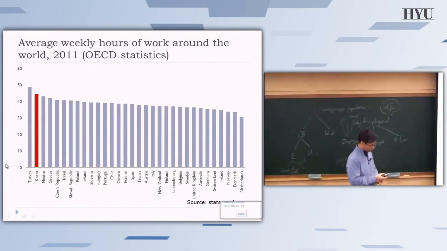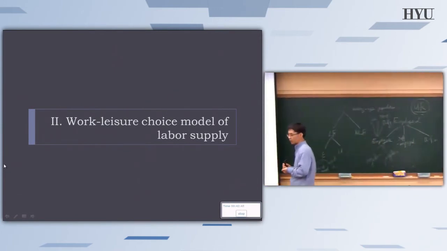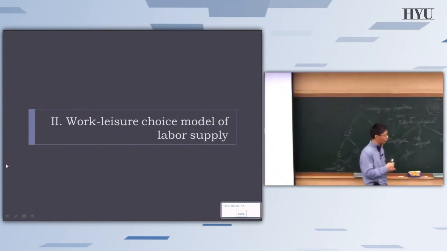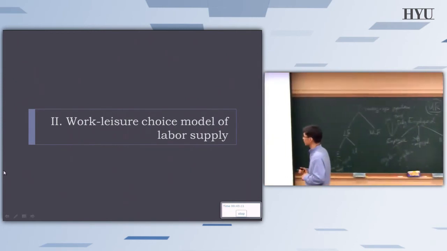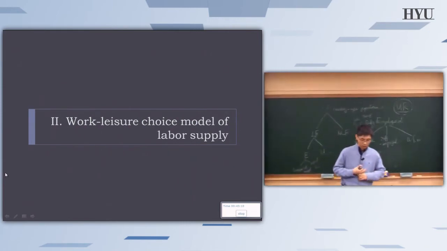Now let's move on to the theoretical part. We have seen, for example, how many hours the individuals work and what percentage of people are working, all those things, and those statistics are all generated by the workers' choices, workers' labor supply behavior, and their interaction with employers' demand. So first we will see how the labor supply is modeled in labor economics.